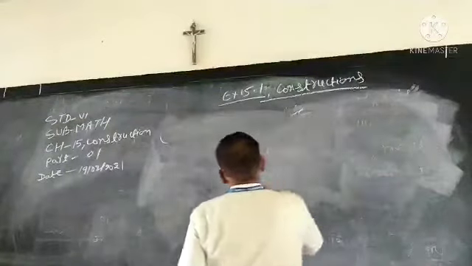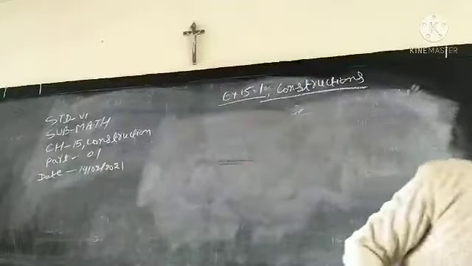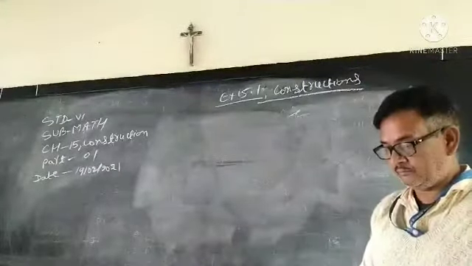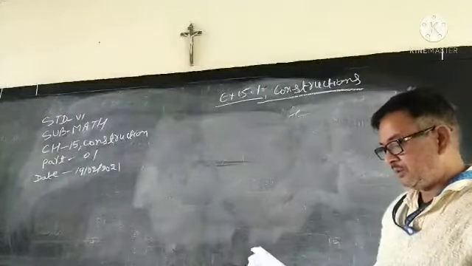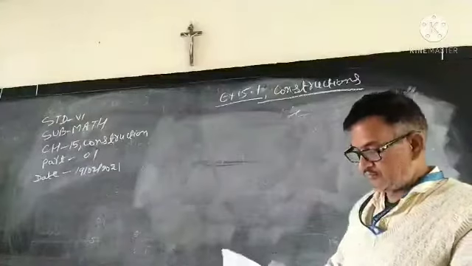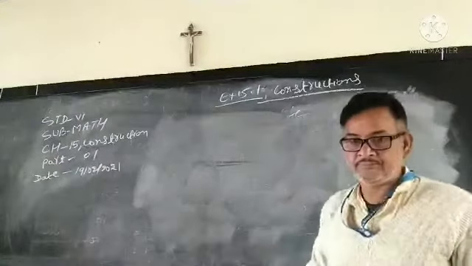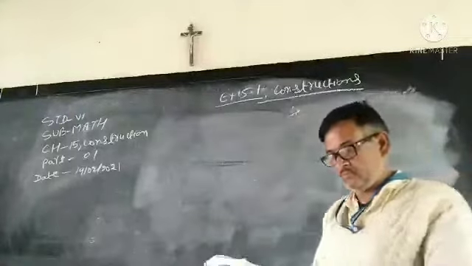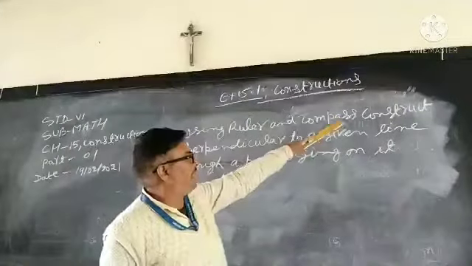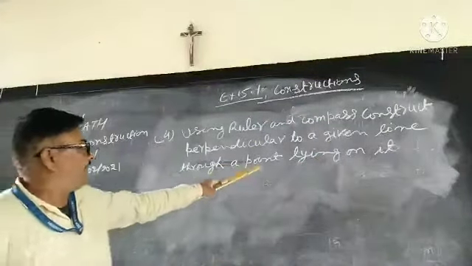Fourth type question. Draw a perpendicular bisect. Draw perpendicular. Next question is there. See this one. Draw a perpendicular. Now the next question is here. Using ruler and compass, construct perpendicular to a given line segment through a point lying on it.